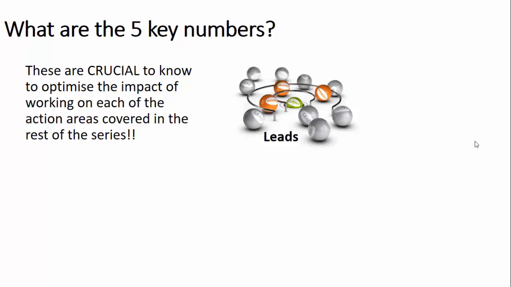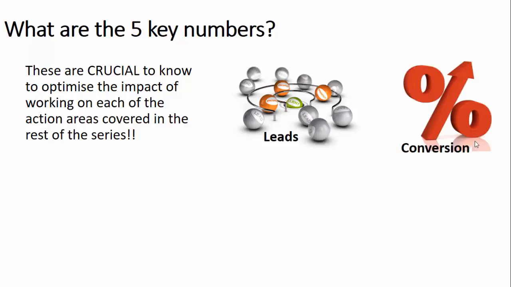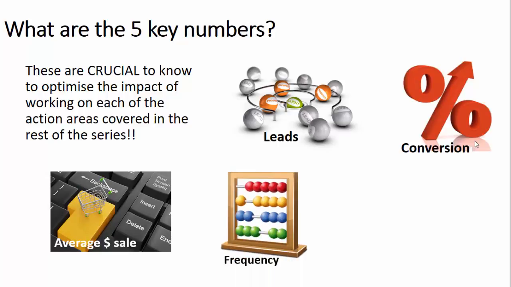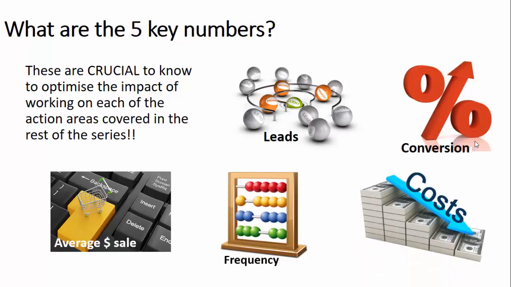So area number 1 is looking at leads. Area 2 is how many of those leads you convert into sales, so your conversion rate. Area number 3 is your average dollar sale. Area number 4 is the frequency of those sales. And of course, area number 5 is costs. Master these 5 and you're on the road to making a huge difference to your bottom line numbers.